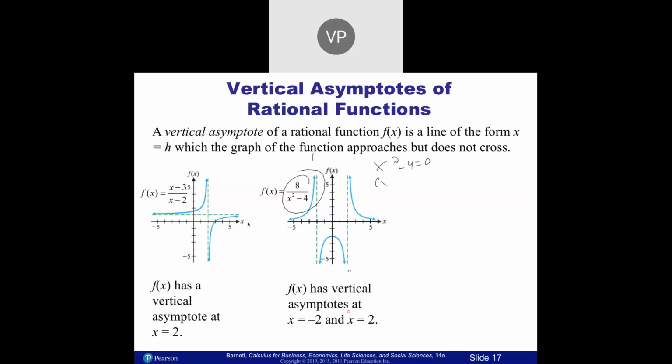Let me go back. Factor this is what I meant to say. Sorry. And we learned that you can't have a 2. You can't have a negative 2. So our domain is all real numbers except these two. Hence the dotted lines, the two different asymptotes that we have here.